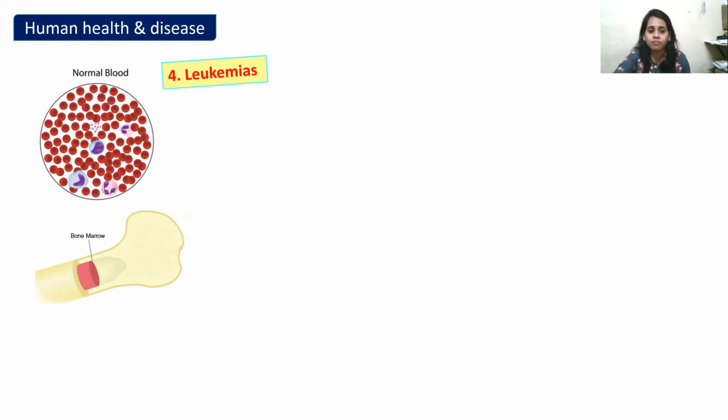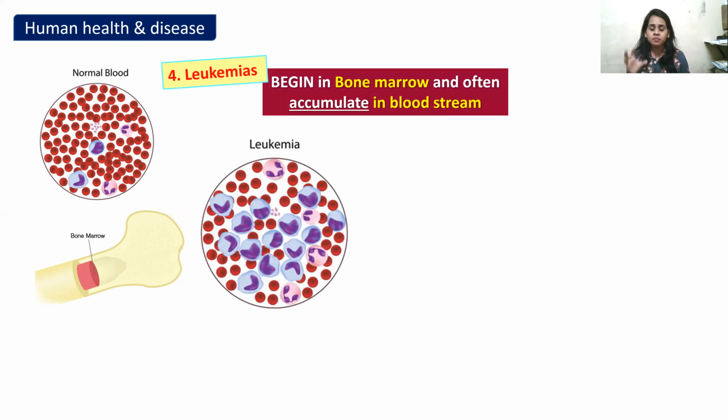Leukemia means cancer of blood. Okay, so यहाँ पर क्या होता है? It's a problem in the bone marrow itself. So it starts beginning in the bone marrow and it accumulates in the bloodstream. So obviously WBCs are produced by the bone marrow, correct? So यहाँ पर जो problem होती है वो bone marrow की होती है.